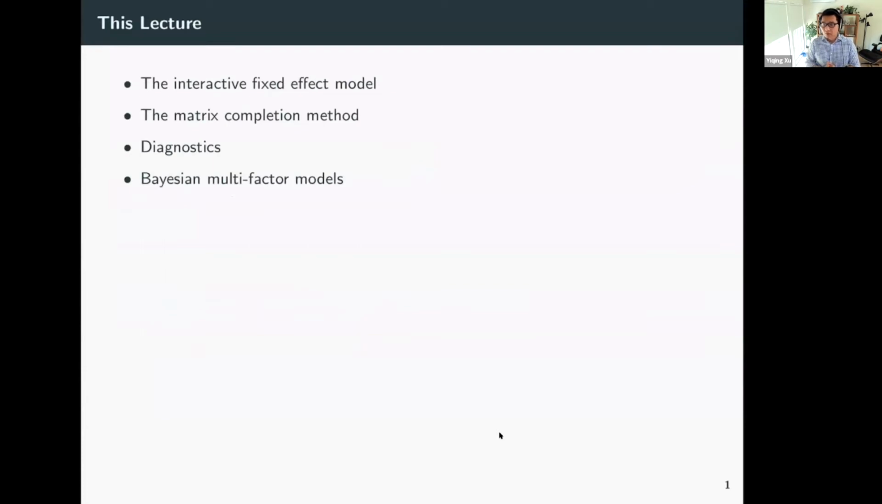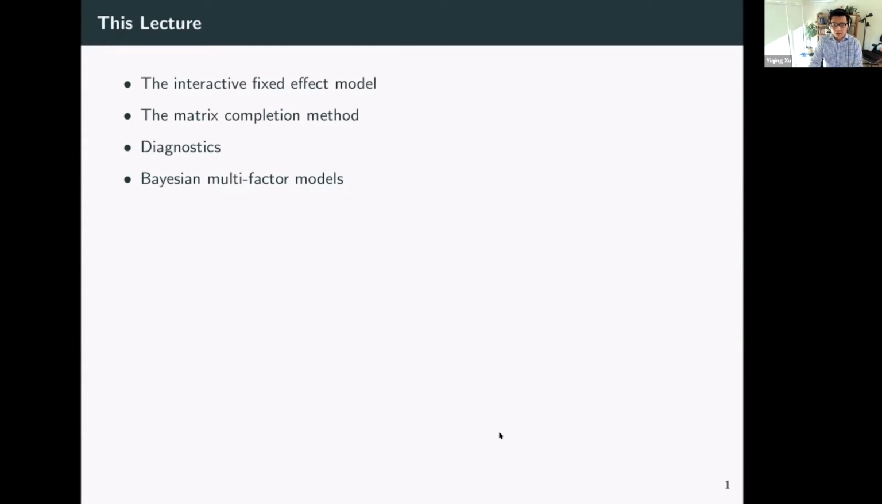We take the model more seriously and try to model the interactive fixed effects or factor structure in the error term. There are a couple of different ways to do that. One is the interactive fixed effect model developed in a series of papers, in 2003 and 2009, I think both in Econometrica, with co-authors. And then I'm going to explain the matrix completion method, which is introduced by Susan Athey and co-authors. It's based on an algorithm from computer science, and it can be used for causal inference purposes.